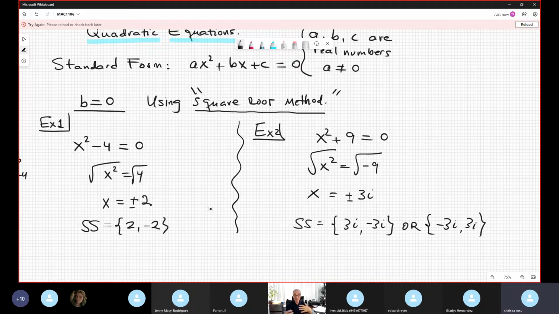O sea, the set you can interpret like a team. María, José, or José, María. The order is not important. It's the same thing. It's the same set.